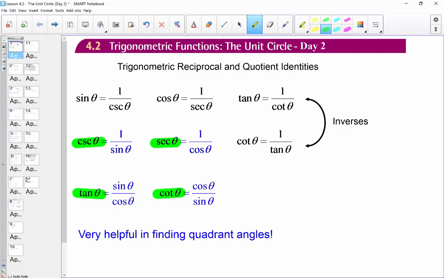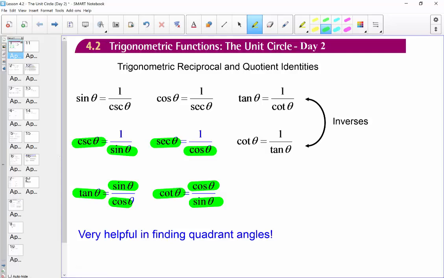Cosecant of theta equals 1 over the sine of theta, secant of theta equals 1 over the cosine of theta, tangent of theta equals sine over cosine, and cotangent of theta equals cosine over sine. Again, notice that all four of those functions have been rewritten in terms of cosine and sine.